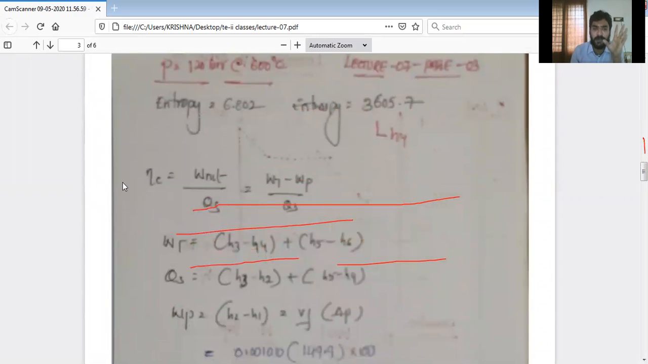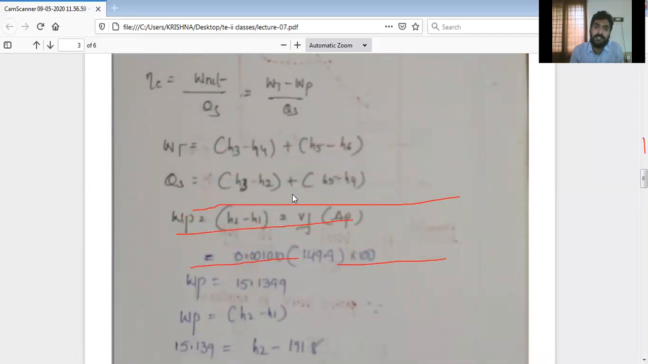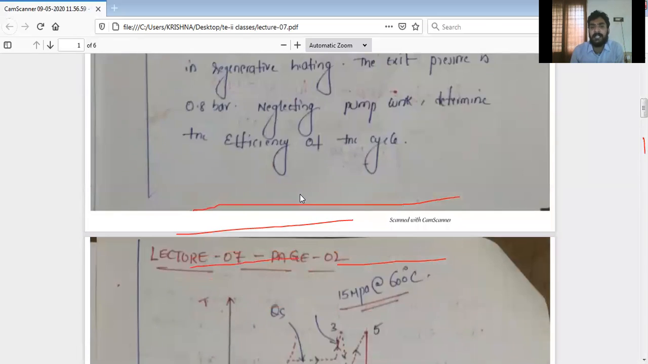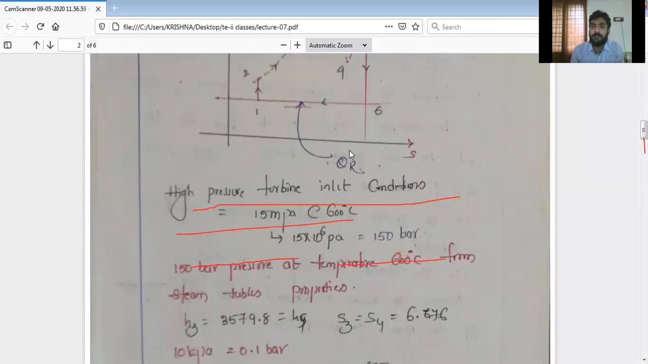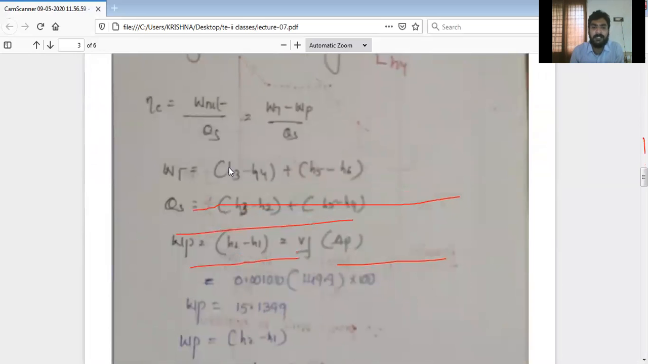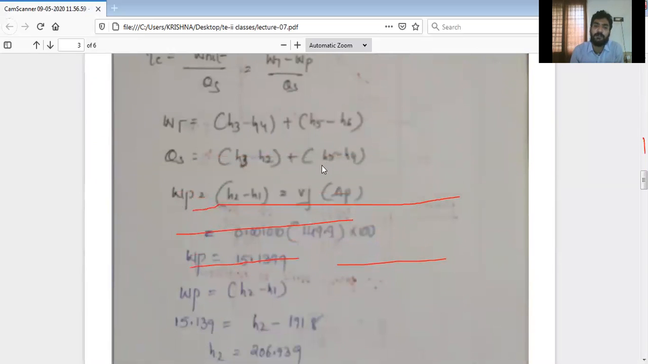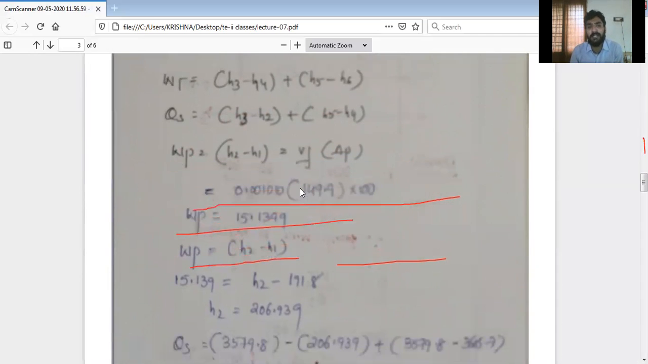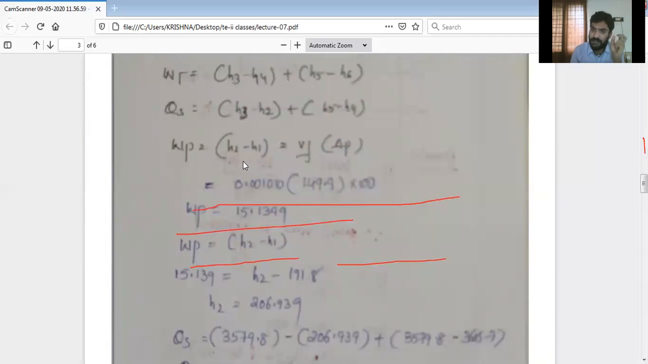Then finally, the efficiency calculations. This is the efficiency formula: net work done divided by heat supplied. Here net work done is turbine work minus pump work. The turbine work, based on the temperature and entropy diagram, I can write as H3 minus H4 plus H5 minus H6. Similarly, heat supplied is H3 minus H2 plus H5 minus H4. Then pump work is H2 minus H1. But here pump work is an unknown value and H2 is an unknown value.